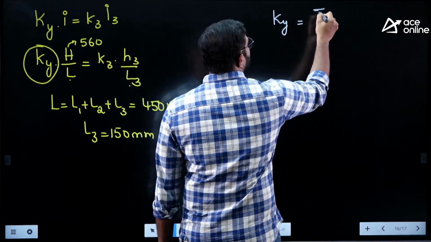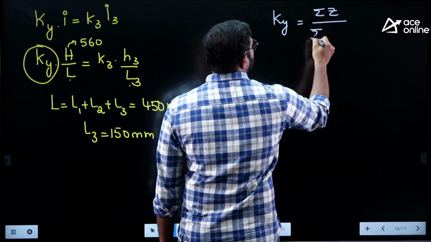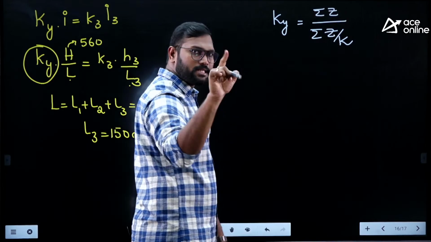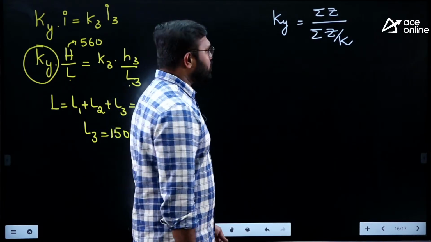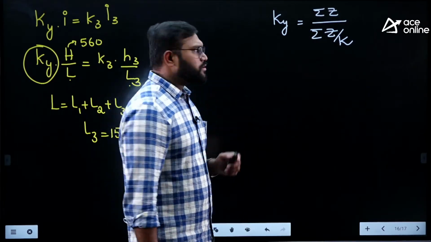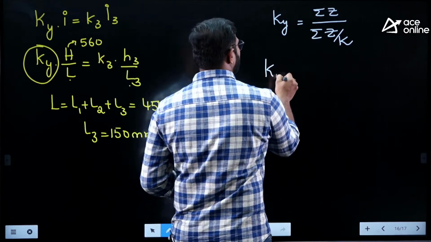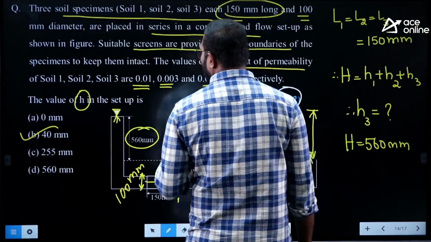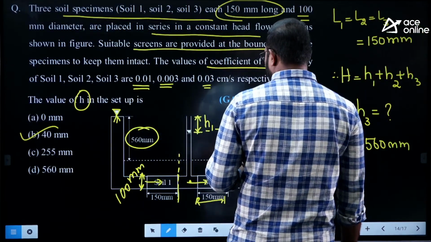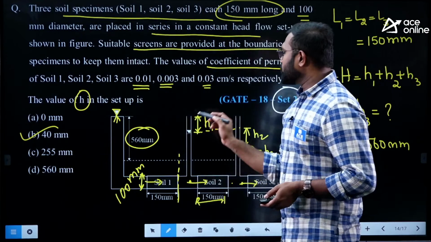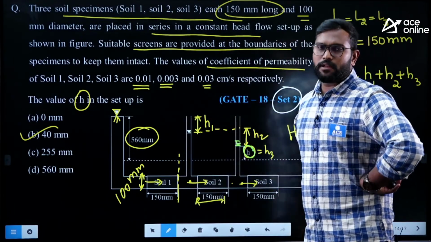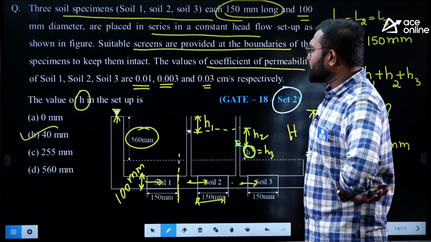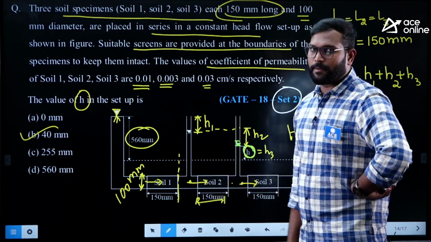Ky is equal to summation of z by summation of z by k. Keep that in your mind here. The z is not depth, that is the seepage length. Now there are three layers right here. So you know all the permeabilities, but they are in terms of centimeters per second. So you must convert these things in terms of centimeters.